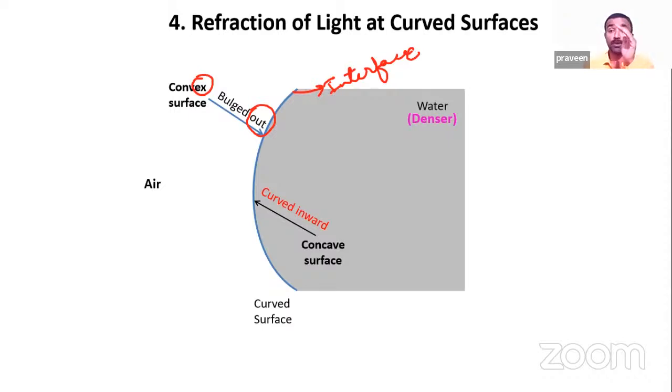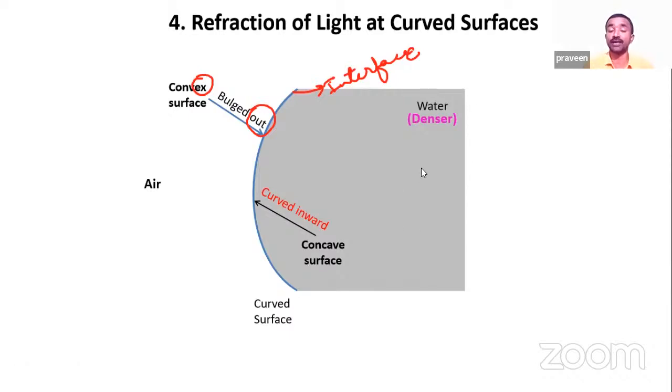Curved surface, bulged out, is a convex surface. Curved inward, inward meaning cave, is a concave surface. So we have two surfaces in a curved surface: one is bulged outward, the convex surface, and the other is inward, the concave surface. So curved surfaces are of two types, convex surface and concave surface.